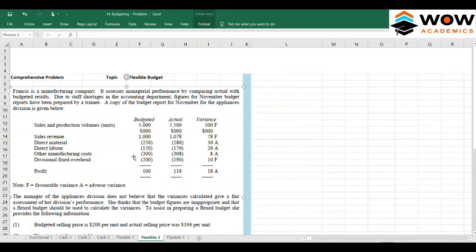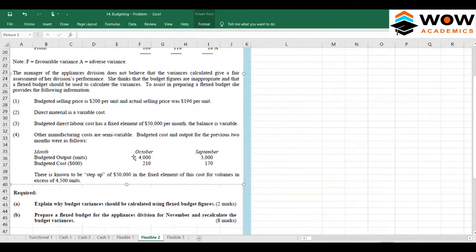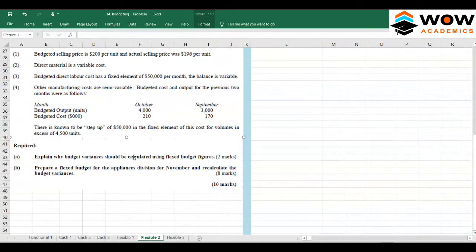So here we have a sum. This sum is also about flexible budgeting. We have some data, but before doing the data, first we'll start from the required. The required is explain why budget variances should be calculated using fixed budget figures. Okay, so why should we do that?